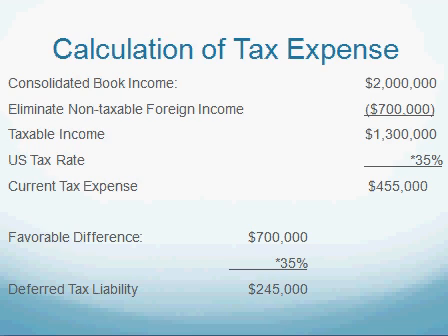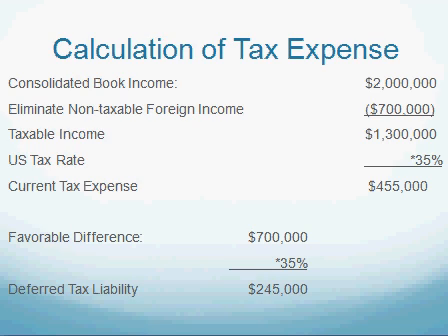We first reconcile the book to tax income. The book income is $2 million. That amount is decreased by the amount of foreign income that is not taxable this year, or in other words, the $700,000 difference between total foreign income and the Subpart F income. That gives us our taxable income of $1.3 million. Now multiply that by the U.S. tax rate of 35% to arrive at our current tax expense of $455,000.